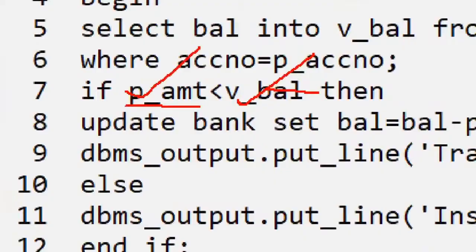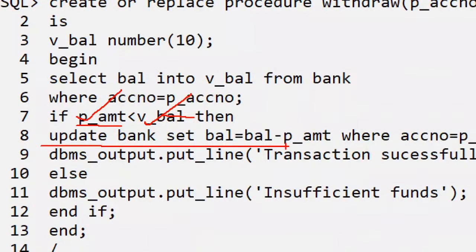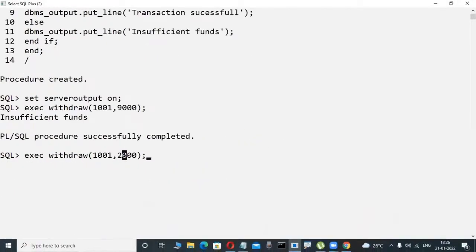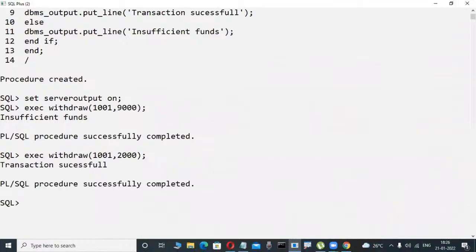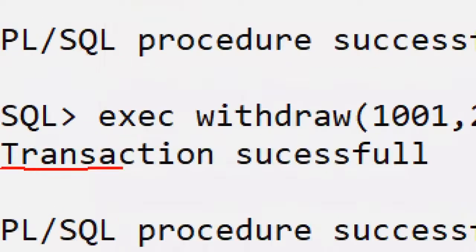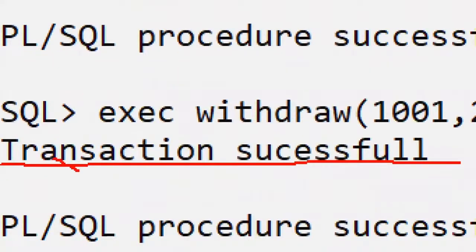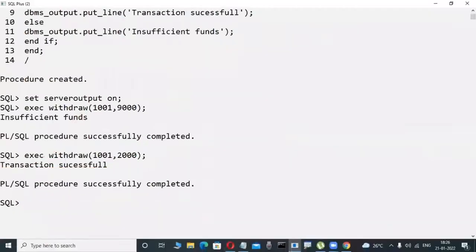I am updating the bank table only. Bank updating means modifying that one. Just the transaction is successful. Now, whenever I execute, I want this to be displayed automatically: transaction successful. Maybe you try to withdraw 2,000 rupees from 3,000 rupees, maybe it is possible or not. Transaction is successful. How is it possible?